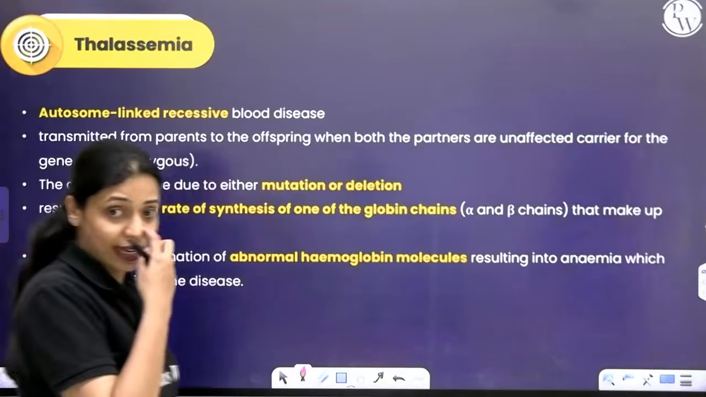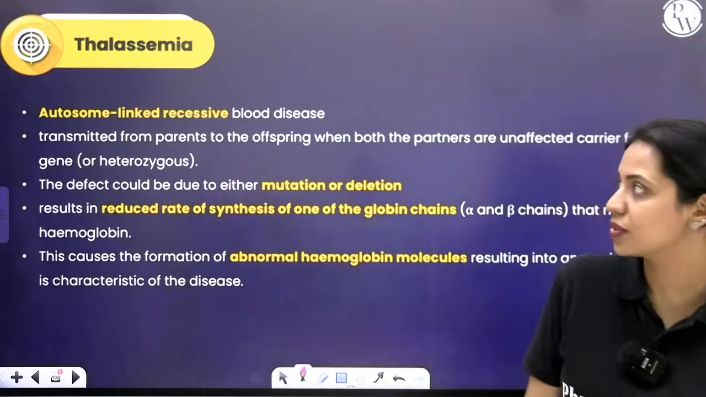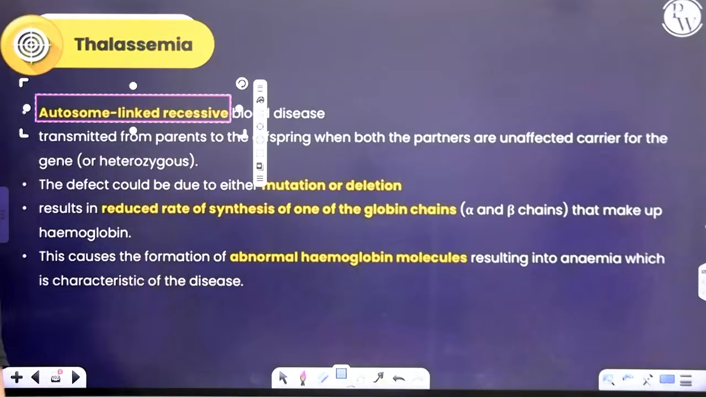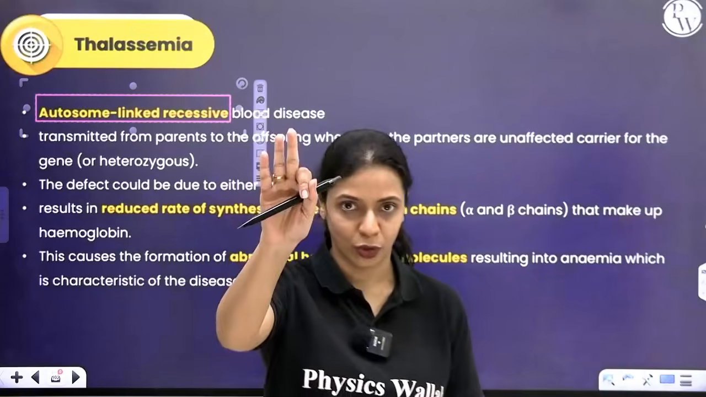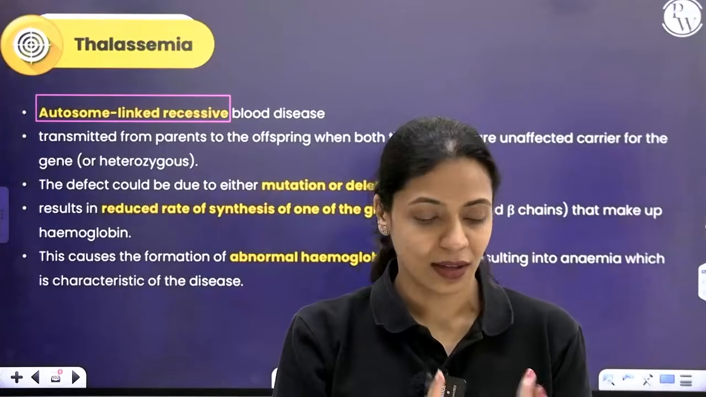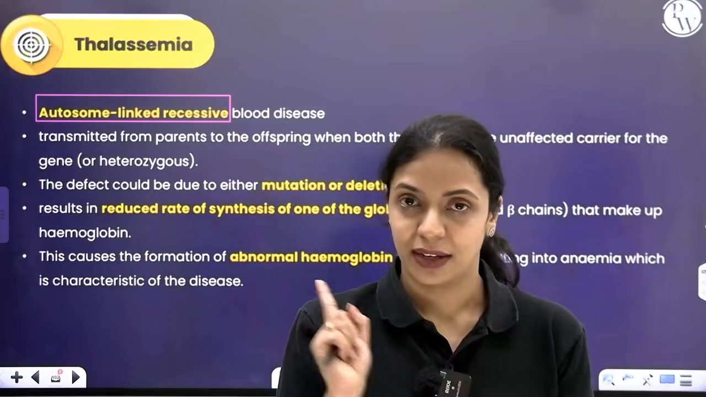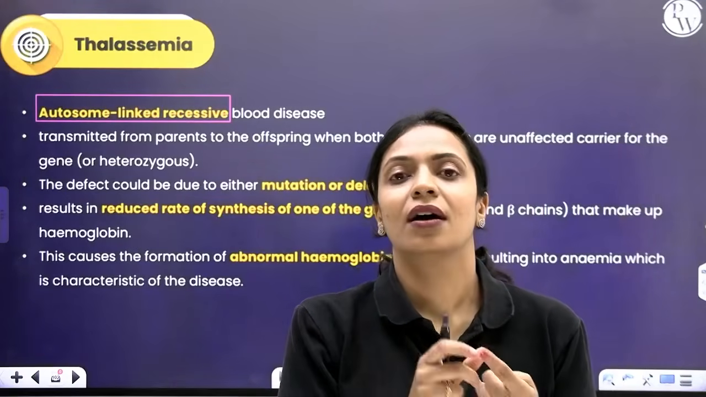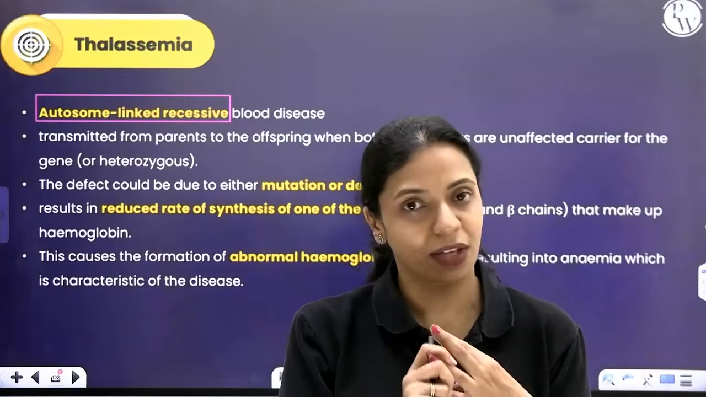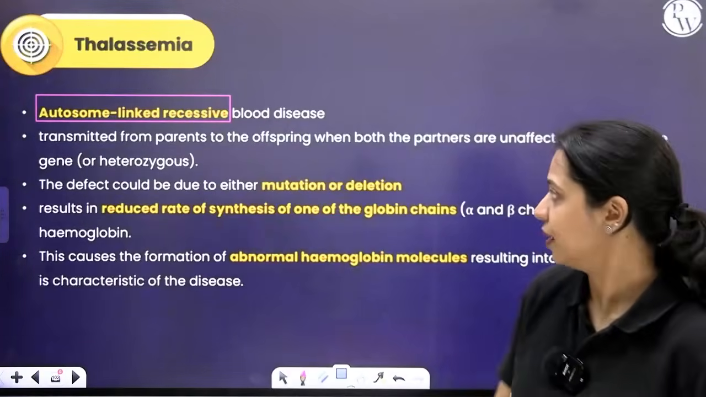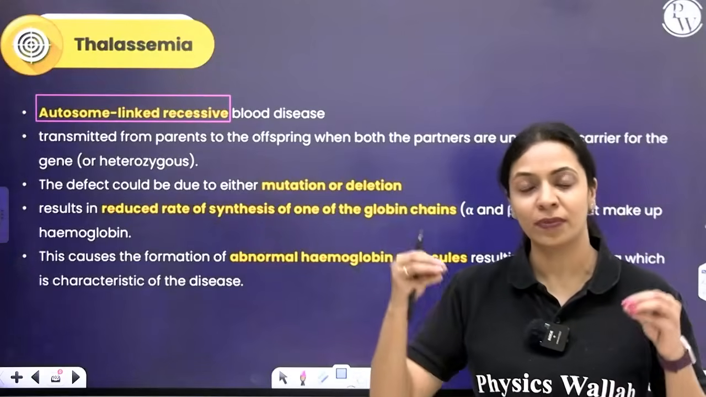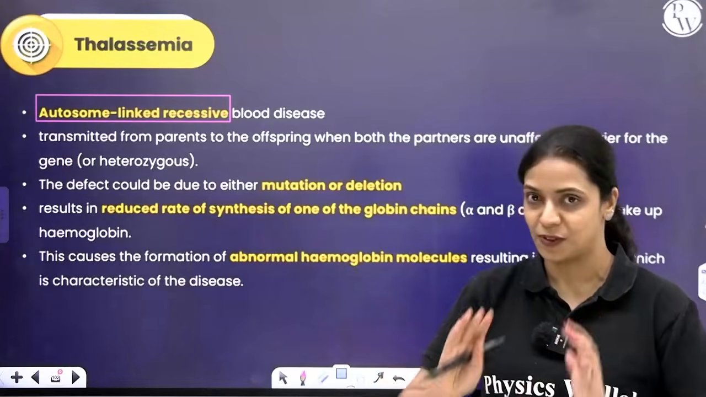So next is another autosomal recessive disorder. It's called thalassemia. This is also a blood disorder. We've learned about three blood disorders so far. Clotting is hemophilia, sickle cell anemia, and thalassemia is the third one. Hemophilia is X-linked recessive, sickle cell anemia and thalassemia are both autosomal recessive. Similar to how that is transmitted, this is also transmitted from carrier parents to the offspring.